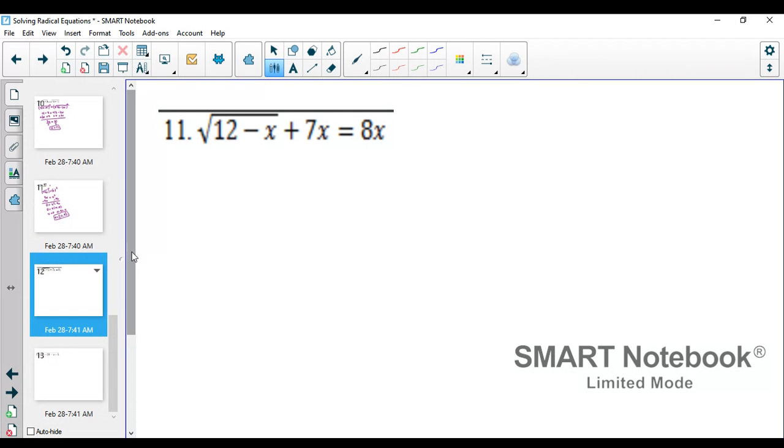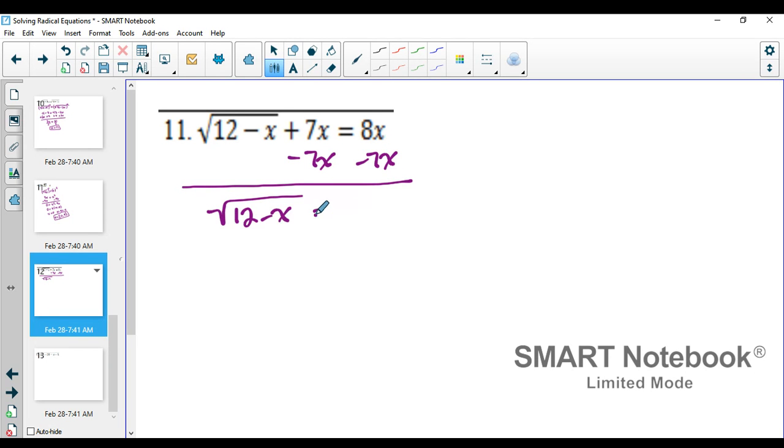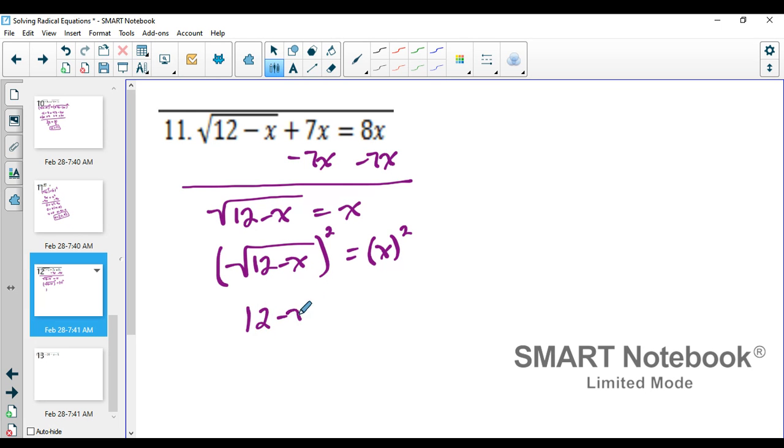All right. Number 11, we have the square root of 12 minus x plus 7x equals 8x. So we're going to subtract the 7x. So we're left with the square root of 12 minus x equals x. And now to get rid of our square root, we're going to square both sides. So we have the square root of 12 minus x, squared, equals x squared. So on the left side of this, we're left with 12 minus x equals x squared.